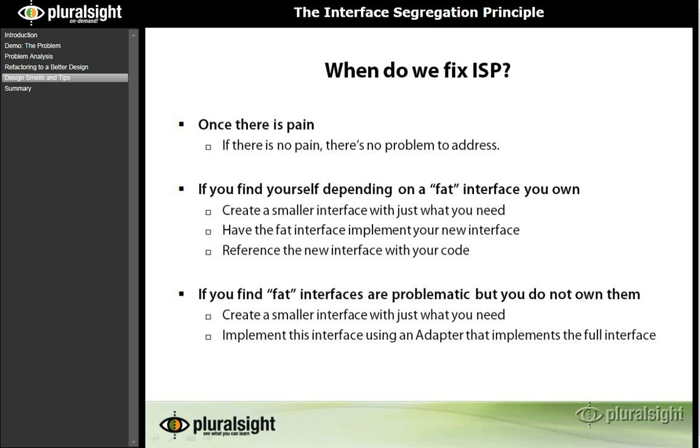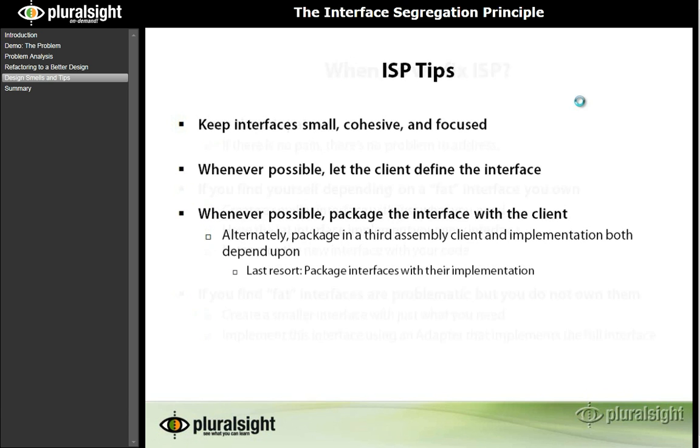If you find fat interfaces are problematic but you don't own them, for instance, the example I showed with the membership provider that's built into the .NET framework, something you can do is create a smaller interface with just what you need and then implement this interface using an adapter that implements the full interface. So this would allow you to work with a subset of the large interface, and the adapter would be between you and the third-party interface that you don't have control over.